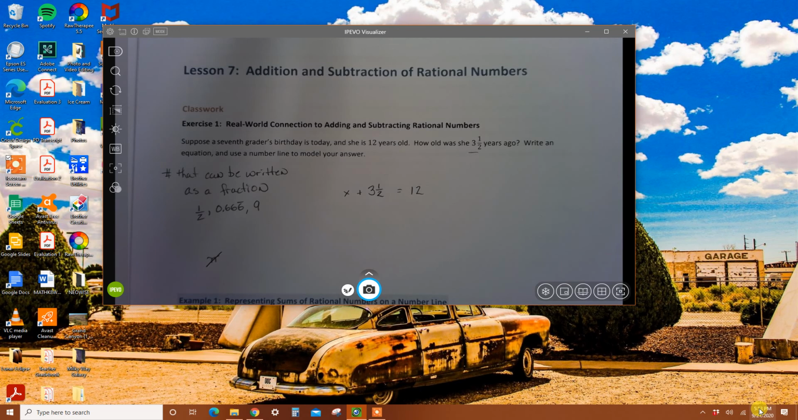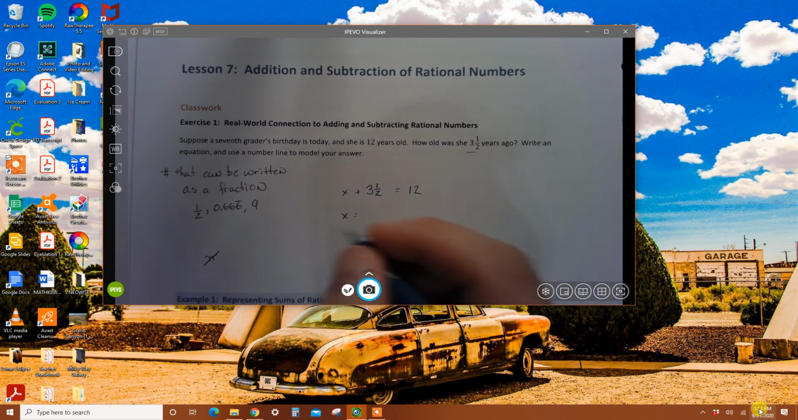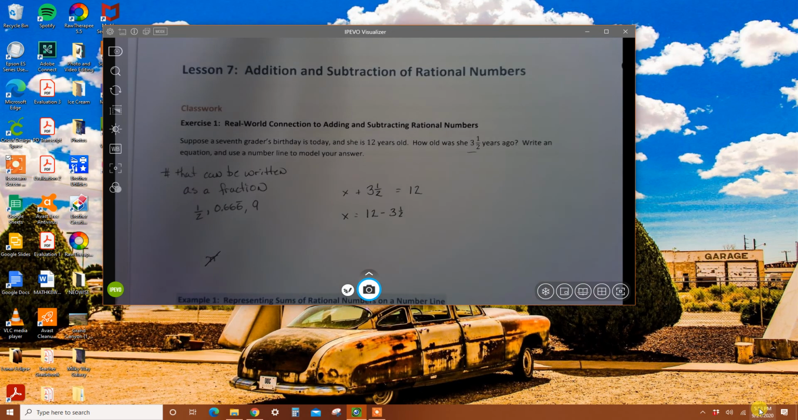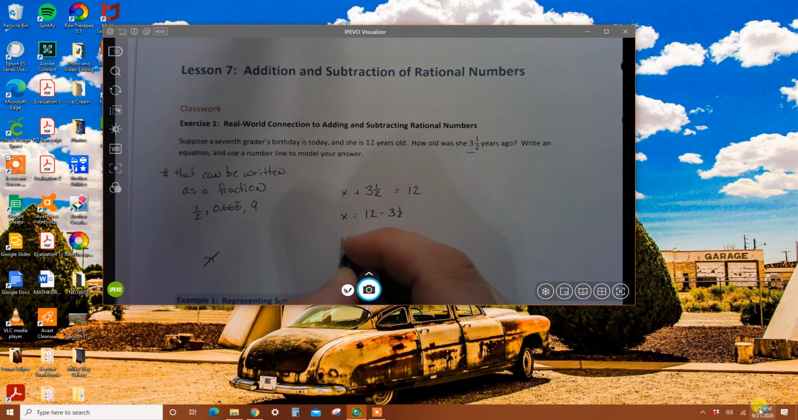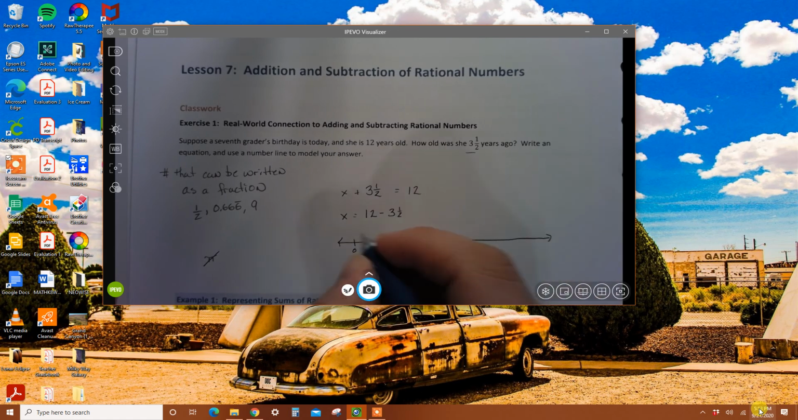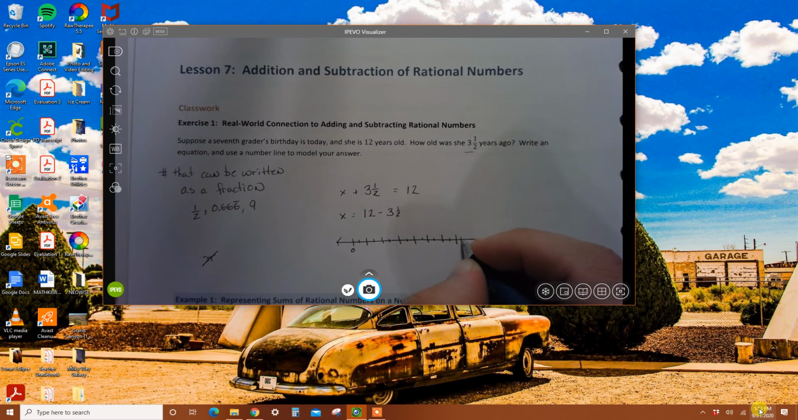Okay. I wonder if there's another way I can write that. Oh, there is another way. I could say that her age 3.5 years ago would be the same as saying her age today minus 3.5. So I guess I should use a number line here real quick. All right, so here's 0. There's 1/2, 1, 1/2, 2, 1/2, 3, 1/2, 4, 1/2, 5, 1/2, 6, 1/2, 7, 1/2, 8, 1/2, 9, 1/2, 10, 1/2, 11, 1/2, 12.